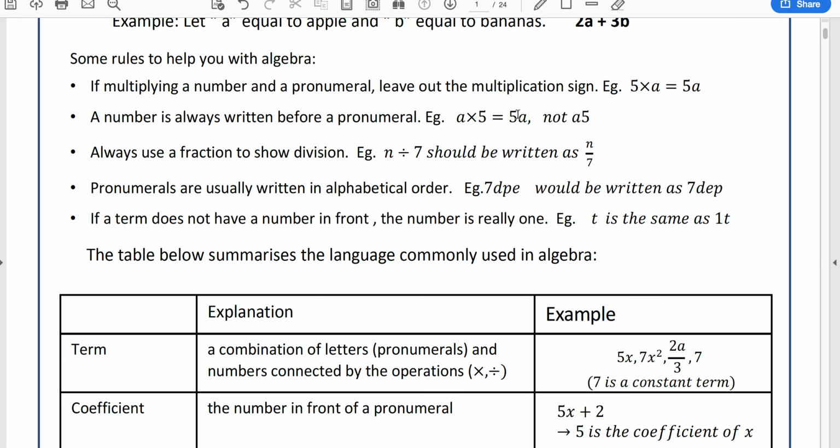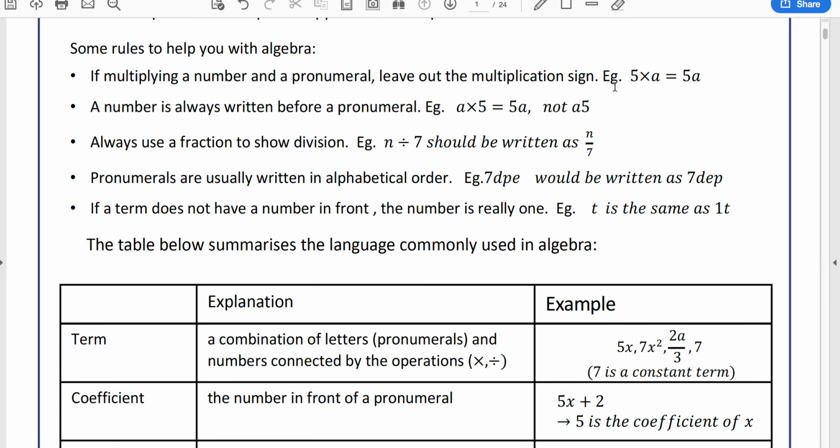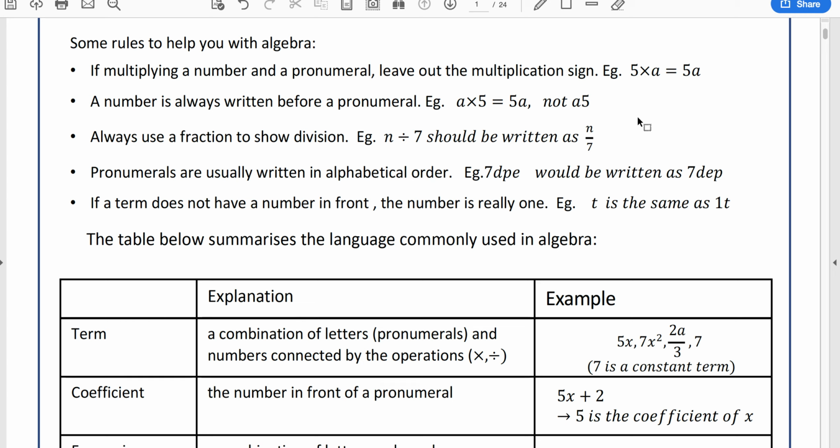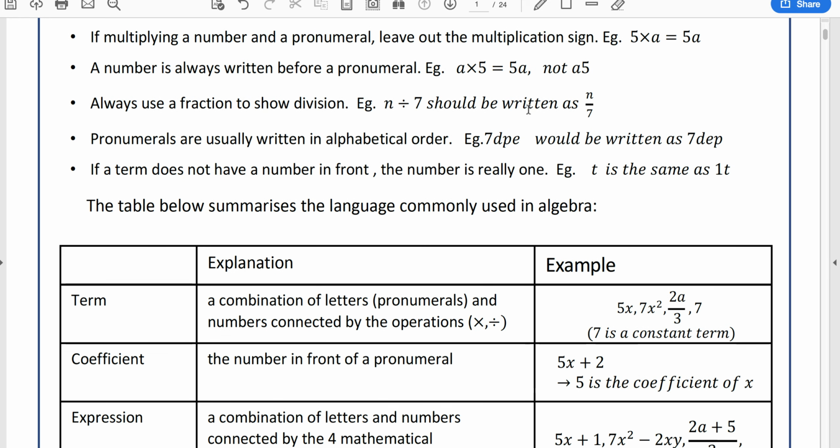Just a couple of things. When we multiply with algebra, we tend to leave the multiplication symbol out. So 5 times A, you should be writing that as 5A. We also write the number, what we call the coefficient, first. So we will not be writing A5, we'll be writing 5A. Instead of using the division symbol, when we're doing algebra, we write these as a fraction. So we would write n over 7, not n divided by 7. Of course, they mean the same thing. However, that's just something we should be getting used to by now.